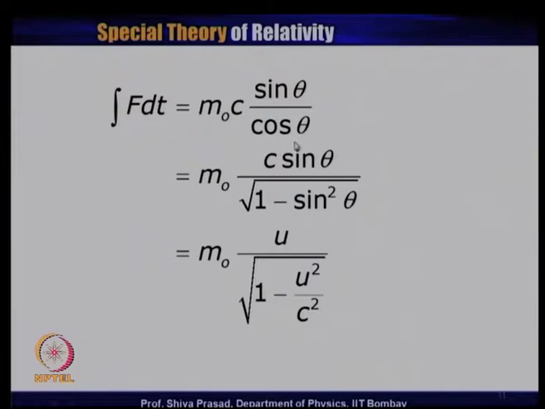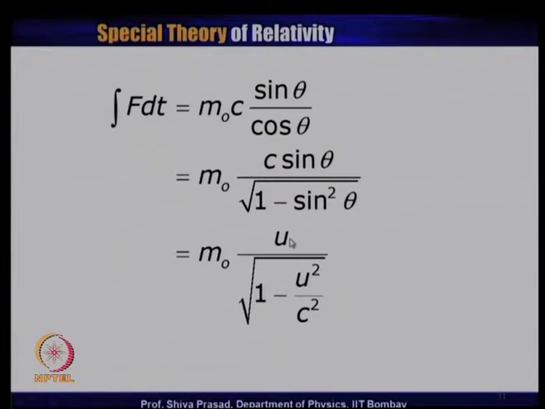M naught c sin theta by cos theta. Sin theta, as we have said, c sin theta is u, which I have written as u. This cos theta I have written as under root 1 minus sin square theta, because c sin theta is equal to u, therefore sin theta will be u by c. So sin square theta becomes u square by c square. So this integral F dot dt gives me m naught u divided by under root 1 minus u square by c square. This is what I get as a result of integration.